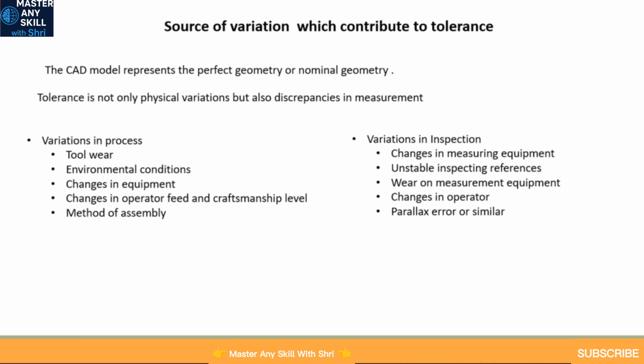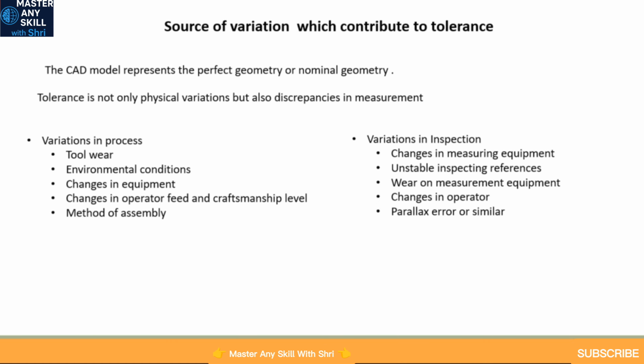Third would be wear on measurement equipment. On continuous usage, wear and tear happens, and that will affect the accuracy of the measuring equipment. Then would be changes in operator. Similar to the process, some amount of skill is required for inspection, and the different levels of skill will also factor into the variations, or error.